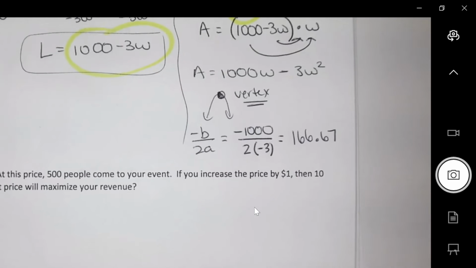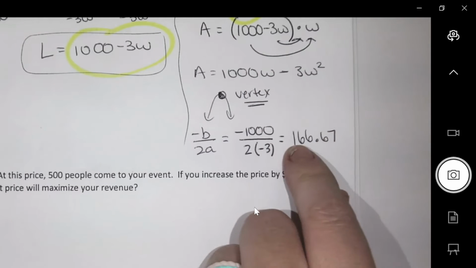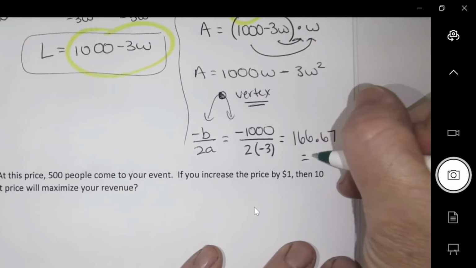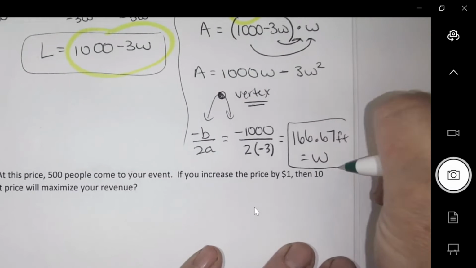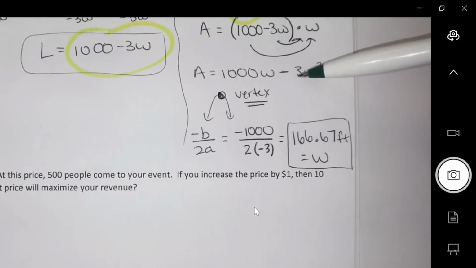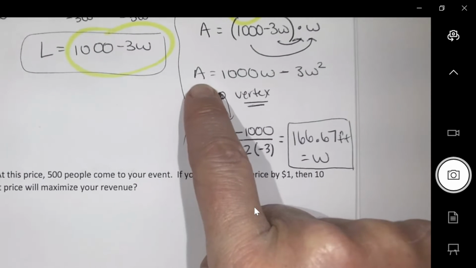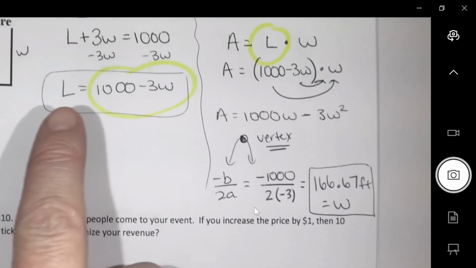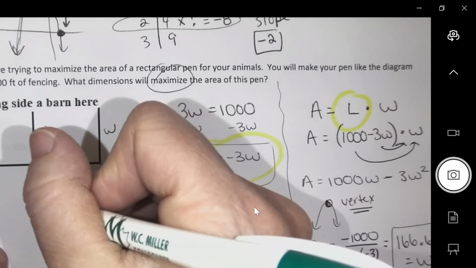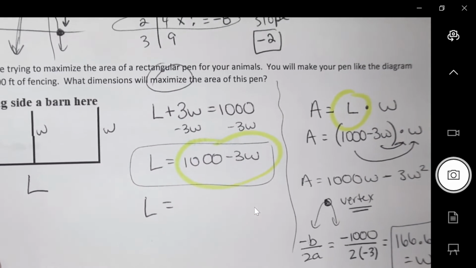Okay, this is normally the x of the vertex. It's not now because of the equation. Instead of x, it is the w. So this is the w. So what am I going to do with that? Okay, so normally we go back and plug it in. If I plug it in, it gets me my area. But I don't want the area. It says what are the dimensions. So now I would like to know what the length is.